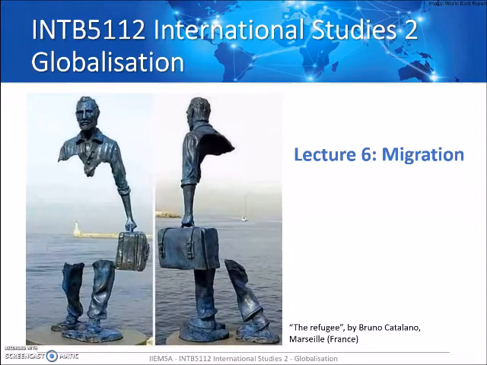Today's topic is migration. A very interesting topic, also a very big one that is obviously very closely linked to globalization. The picture that you see here is a statue called The Refugee by Bruno Catalano that is located in Marseille in France, that I think represents migration very well.